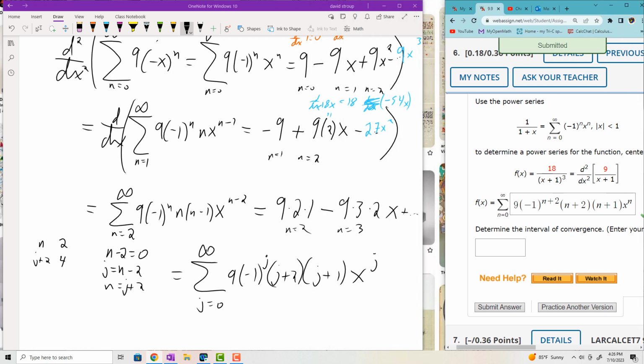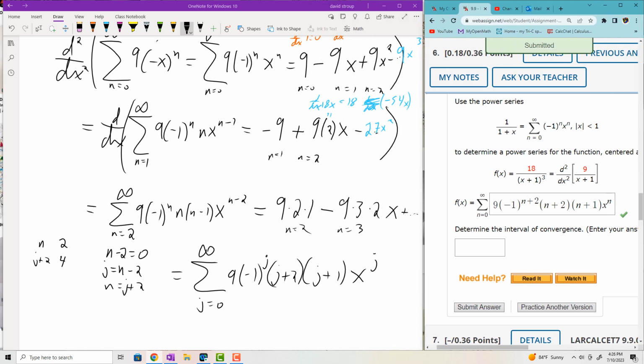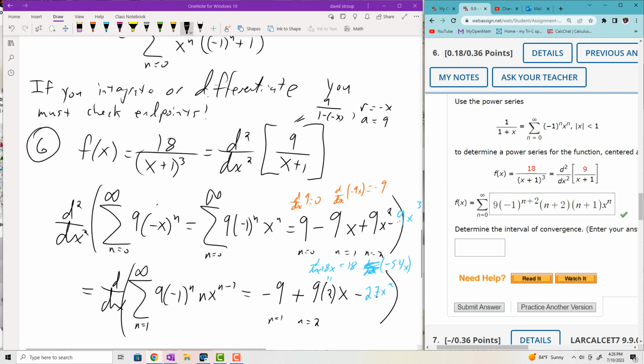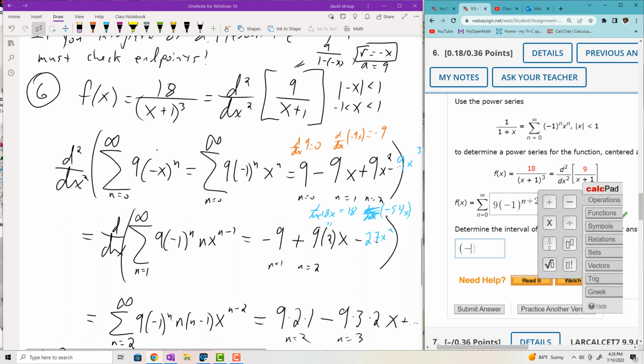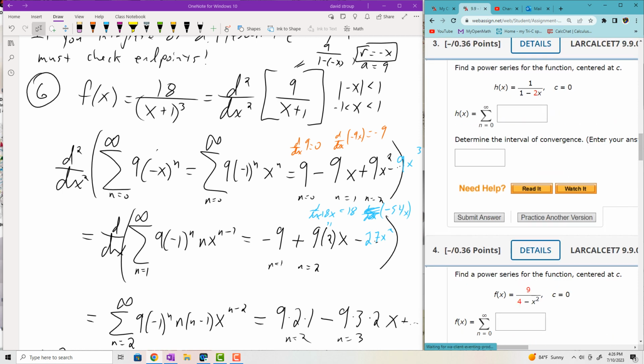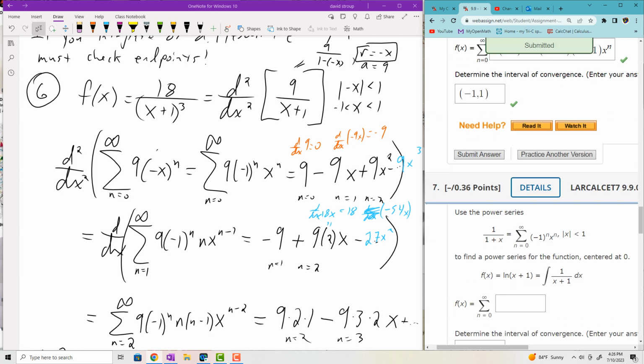Yay. All right, so I expect the interval is not going to gain any convergence. It'll probably be the same as what it originally is. For the original guy, we need the absolute value of negative x to be less than 1, so I'm saying x needs to be in between 1 and negative 1. I'm not even going to bother checking. You can check each individual endpoint, but I'm 99% sure it's not going to gain anything, right?